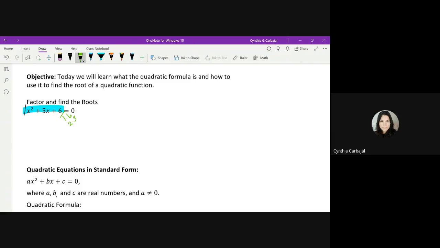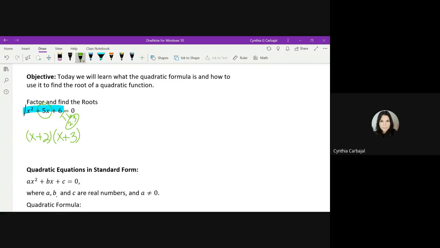And then I pick the one that would add or subtract to give me the middle term, and the middle term is 5. So we know it's going to be 2 and 3 because 2 times 3 will give me 6, but 2 plus 3 will give me 5. Okay. And then everything is positive in my quadratic function, so just plus. So there it is. Those are the factors.